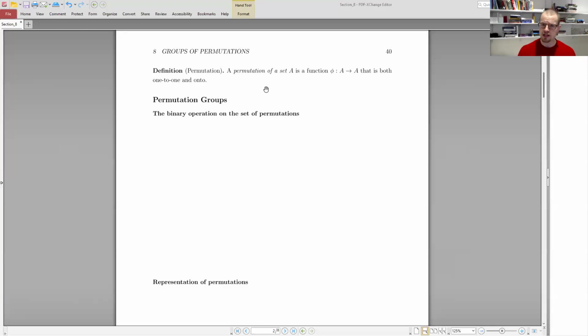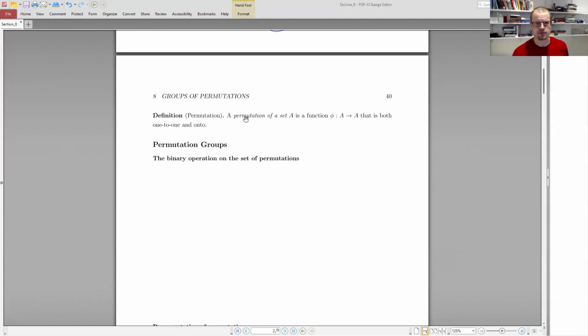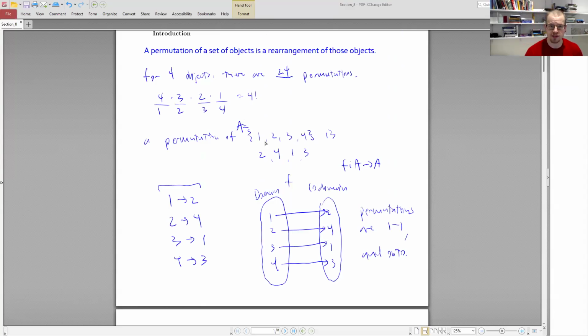So first, our definition for a permutation. A permutation of a set A is simply a function that takes A and maps it to A that is both one-to-one and onto. And this should make sense, based on what we talked about in our previous video. All we're doing is taking this collection of objects, A, and mapping it back to A, where the input of 1 gives us an output of 2, the input of 2 gives us an output of 4, input of 3 gives us an output of 1, input of 4 gives us an output of 3. Our function is defined in that way.